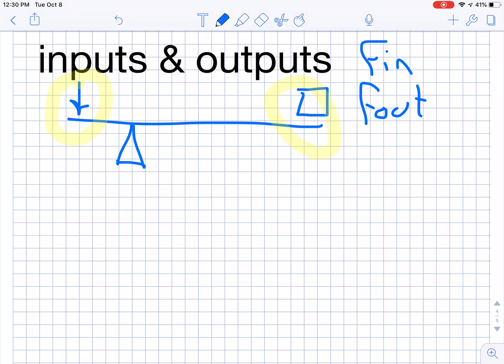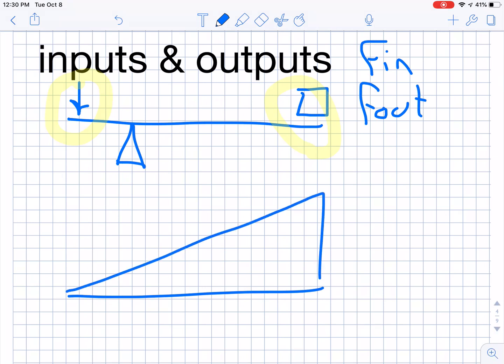Another example, let's draw a quick ramp, and same type thing. Ask yourself, where is the action taking place, and what am I doing? I'm pushing something up this ramp. Well, that something has to be my output force, and the force that I'm applying, again, where's the action, right? That's my input, that's my Fin.